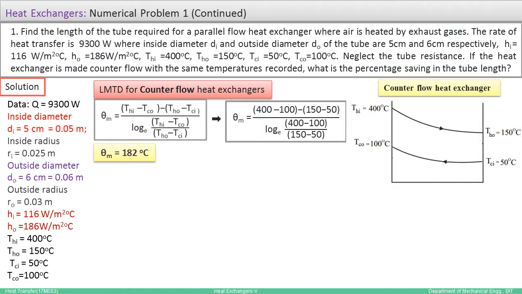So for these reasons, we say that the LMTD of a counterflow heat exchanger is high, and these counterflow heat exchangers are found to be more effective in transferring heat. The rate of heat transfer, that is Q, is equal to U into theta m. So for fixed values of U and A, with this LMTD, the counterflow heat exchanger arrangement is found to be more effective.